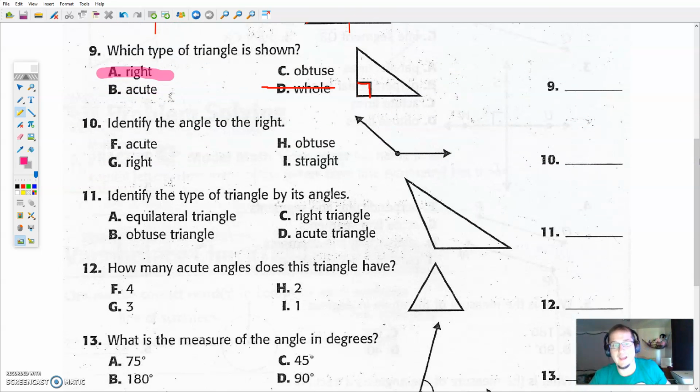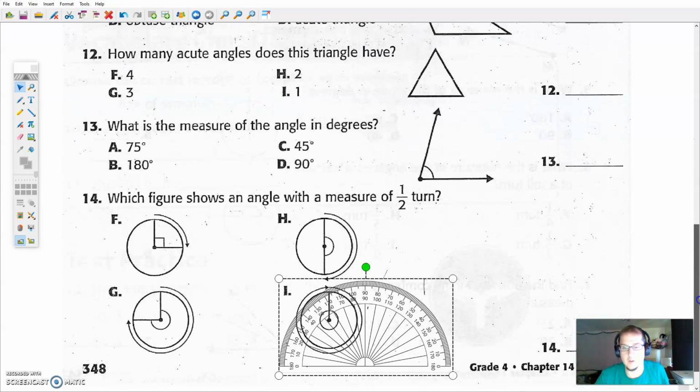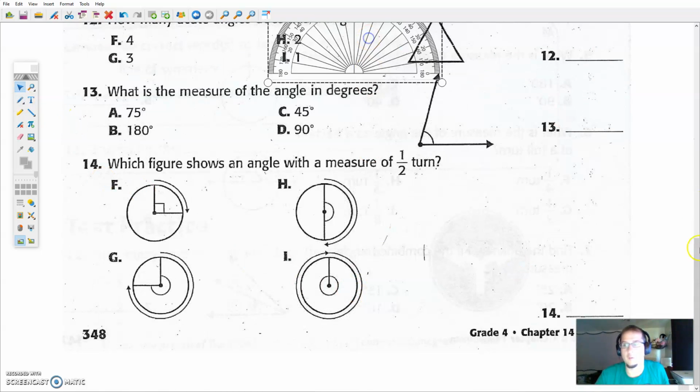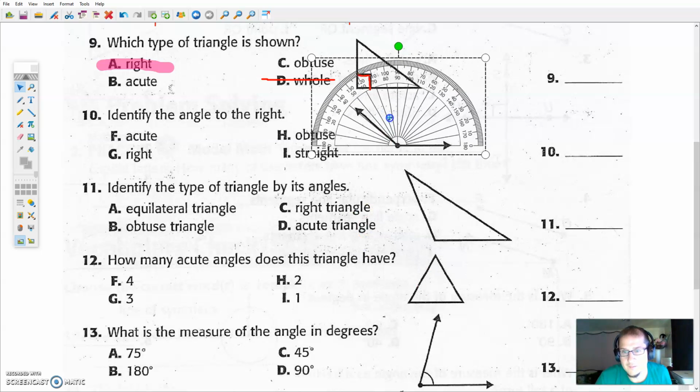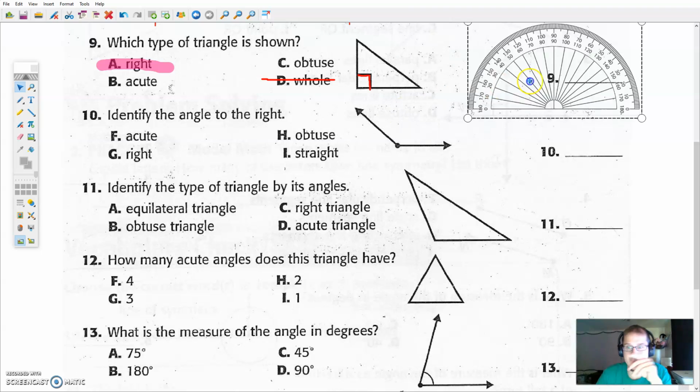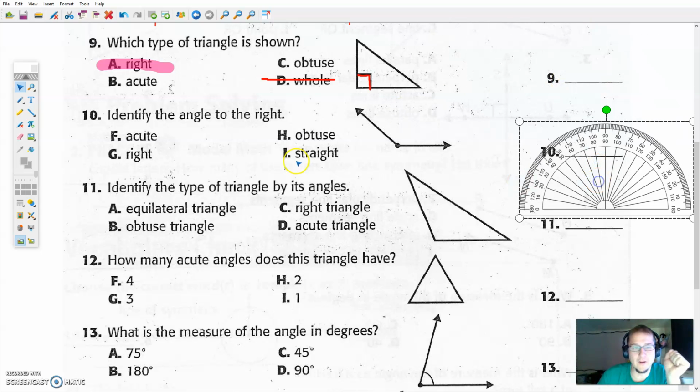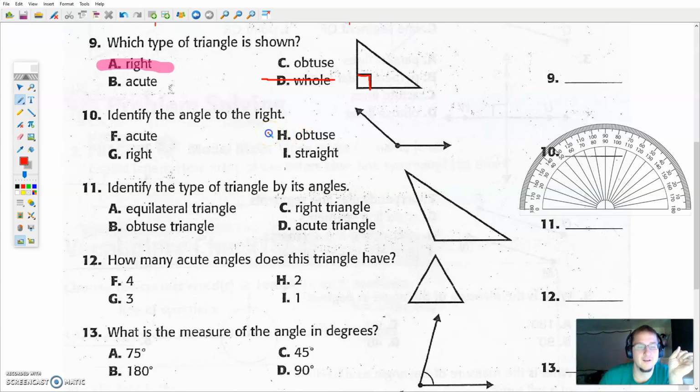Identify the angle to the right. Now, you can look at it and see that it is greater than 90 degrees. I could pull my protractor back up here and show you for certain that yes, that is greater than 90 degrees. And if there is an angle that is greater than 90 degrees, we refer to that as obtuse. So that is an obtuse angle.